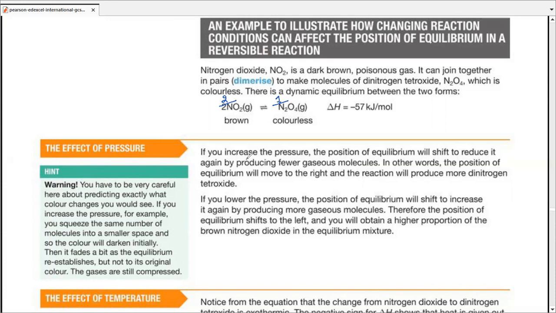All right. So there is one very important piece of info over here. You have to be very careful about predicting exactly what color changes you see. If you increase the pressure, for example, you squeeze the same number of molecules into a smaller space, so the color will darken initially. Then it fades a bit as the equilibrium reestablishes, but not to its original color. The gases are still compressed. So this is something very important. I hope that makes sense. Great. So moving on.